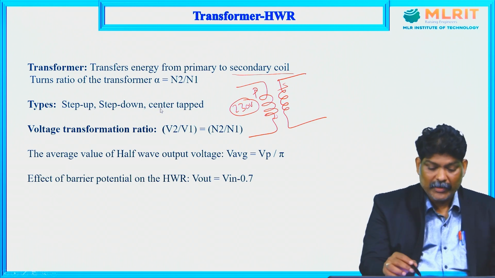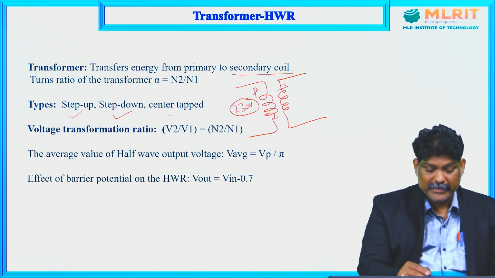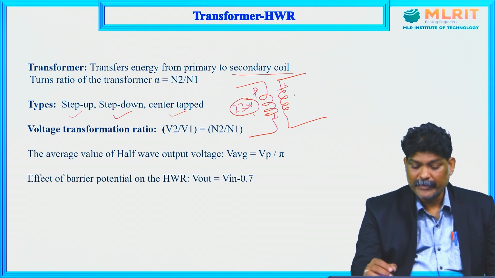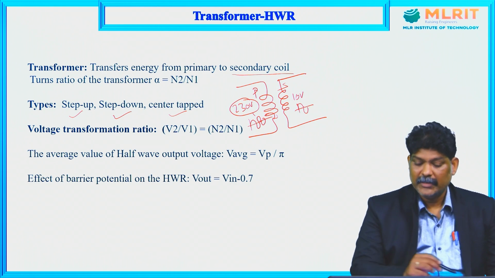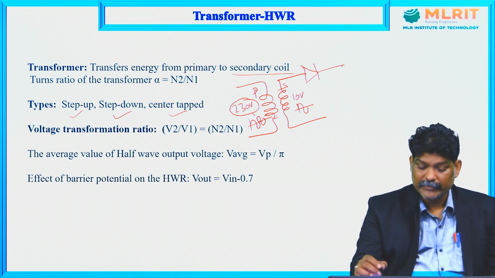What are the types of transformers? We have a step-up transformer, a step-down transformer, and a center tap transformer. A step-down transformer means 230 volts will be reduced to something like 10 volts. Here this is your 230 volts, and here you will have 10 volts, and this 10 volts will be given to your diode, and here you will have RL.